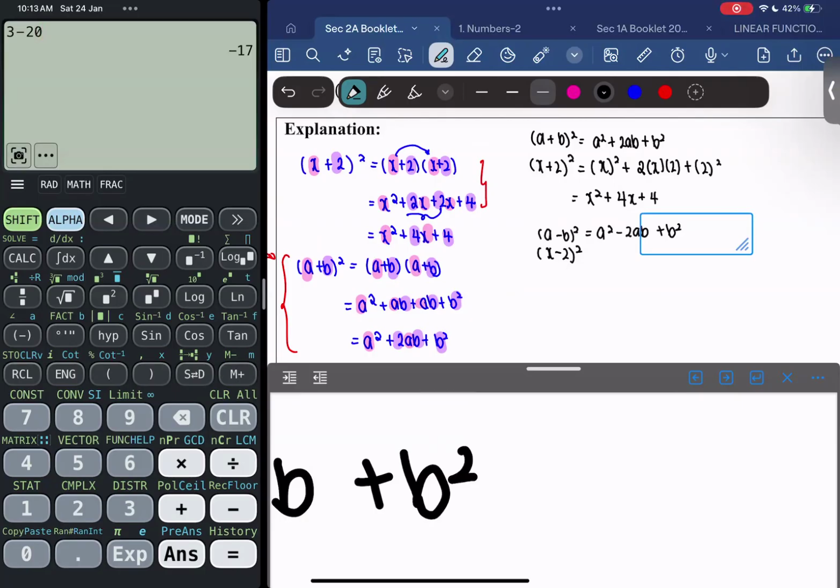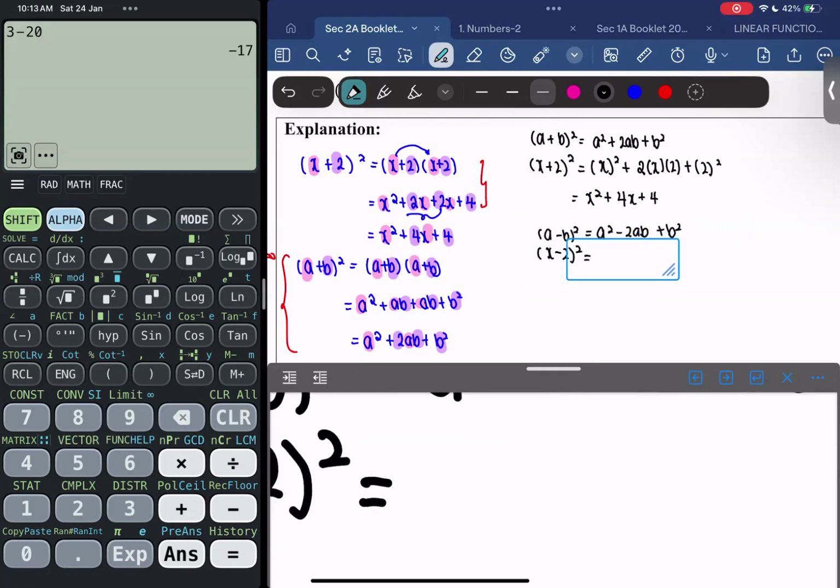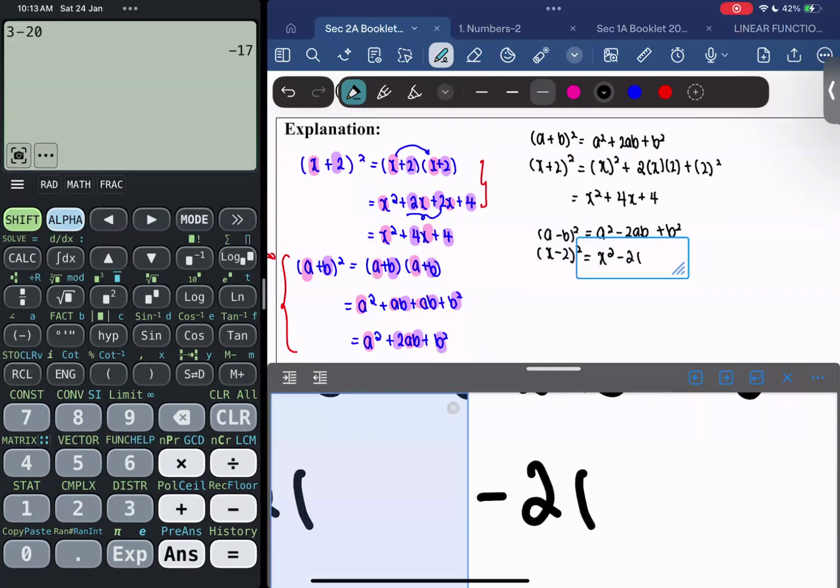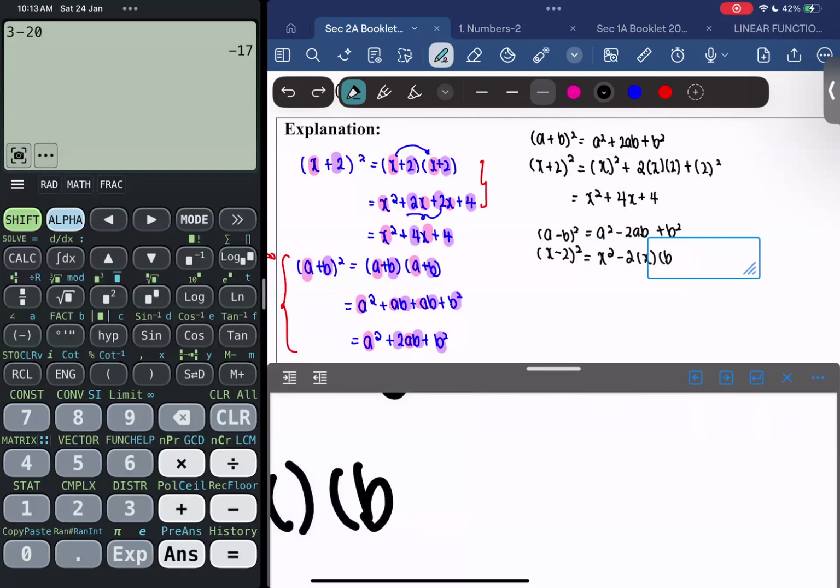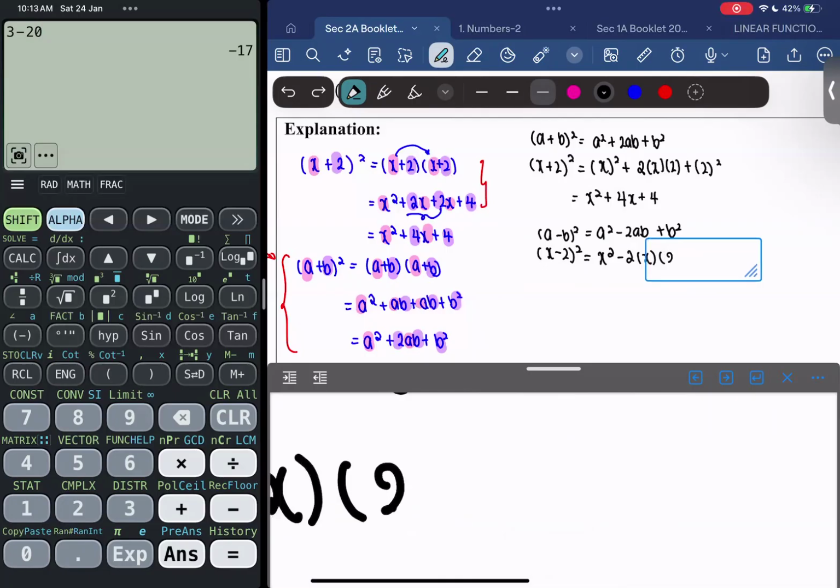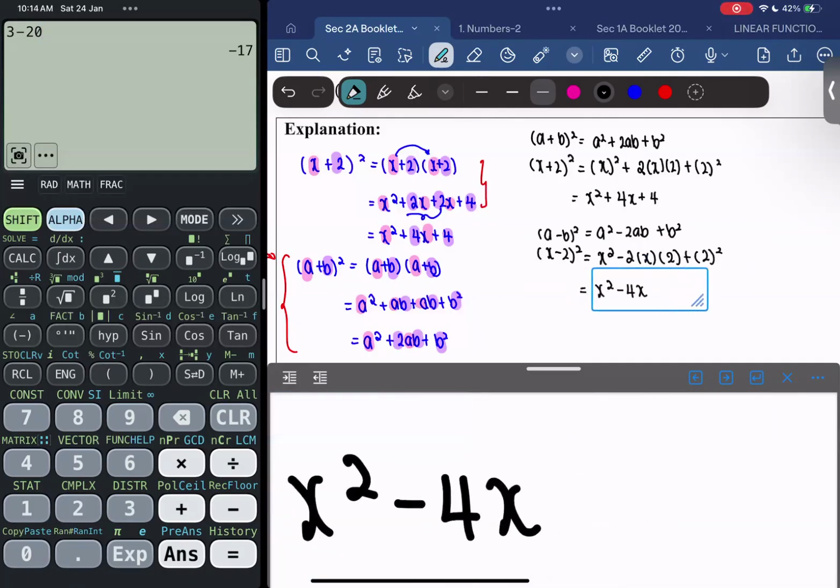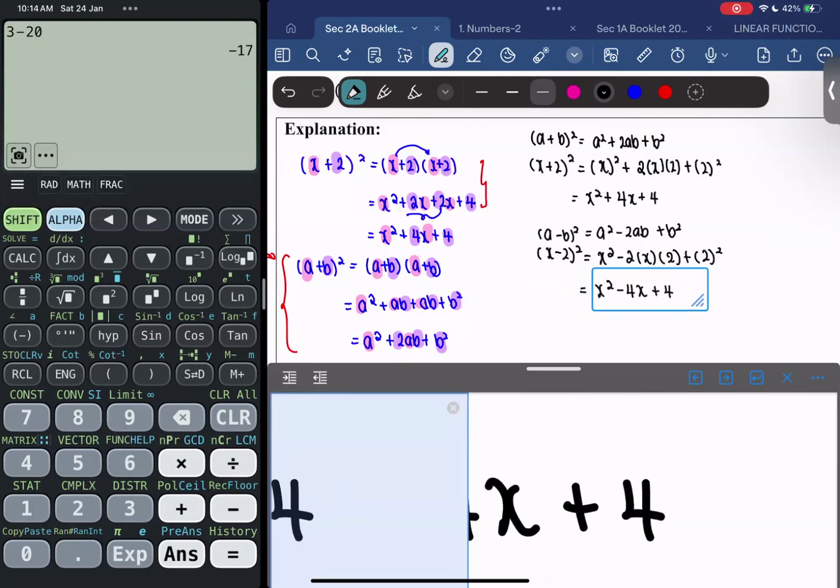Same thing. We're going to match letter for letter, letter for numbers. So we have x squared minus 2 times x times b. B is 2. Plus 2 squared. Then you get x squared minus 4x plus 4.